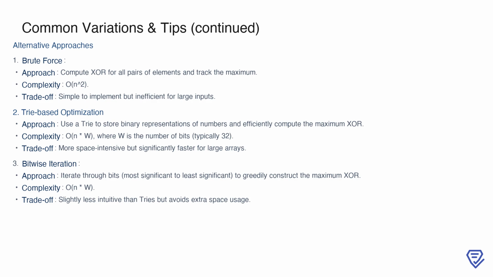Another alternative is the bitwise iteration approach, which involves iterating through the bits from the most significant to the least significant to greedily construct the maximum XOR. This method also has a time complexity of O(n * W), but avoids the extra space overhead of the tree. While slightly less intuitive, it's a great option when minimizing space usage is a priority.